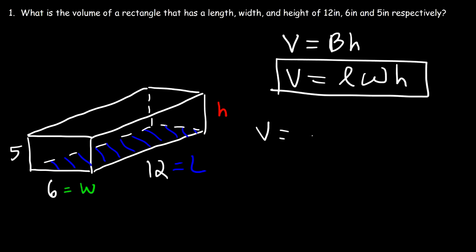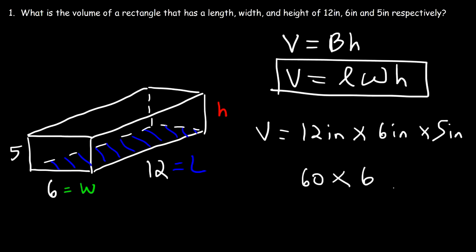The length is 12 inches, the width is 6 inches, and the height is 5 inches. 12 times 5 is 60, and 60 times 6, well, if 6 times 6 is 36, 60 times 6 is 360. You just have to add the extra 0. Now what about the units? What are the units of volume in this problem? Inches times inches times inches. That's equal to inches cubed, or cubic inches. So that's the volume in this example. It's 360 cubic inches.